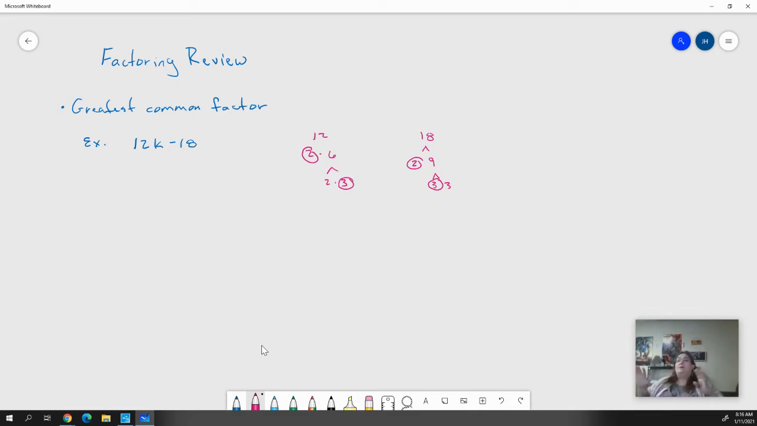Now, this is just one way to look at it. It's how I kind of see it when I'm dealing with bigger numbers. But we can look at this and go, well, I know 12 is divisible by 6, and 18 is divisible by 6. So I could just go ahead and pull the 6 out. And when I rewrite it, I'd go, well, 12 divided by 6 is 2. So I'd be left with 2k because I couldn't do anything to the k. 18 divided by 6 is just 3. And then we have factored that equation.